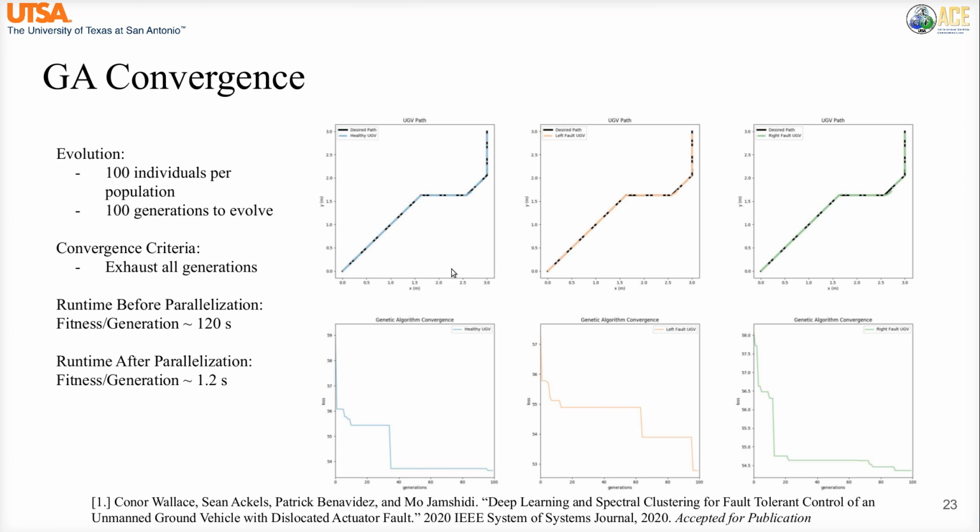And then as you can see, this is the actual A-star path that I was given. And then this is the healthy UGV, the left fault UGV, and the right fault UGV. These are the actual paths that it's able to run with its optimal solution. And then these are the convergence plots.